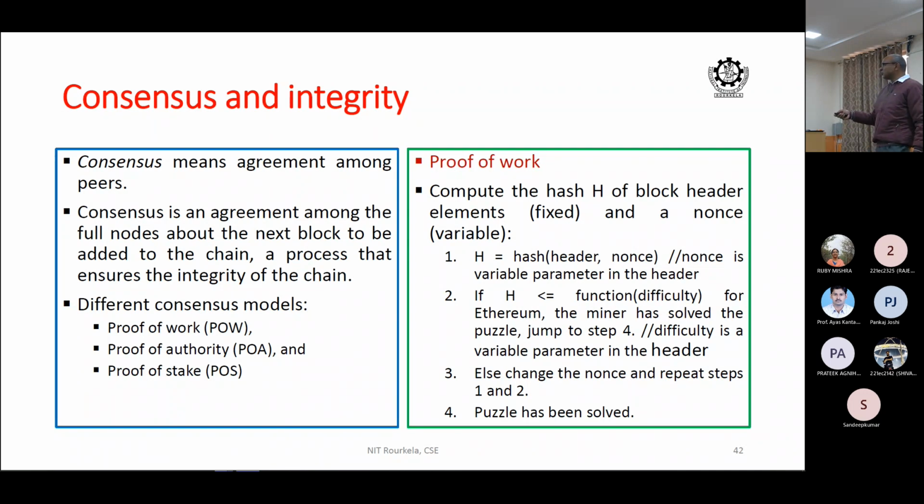And this process ensures the integrity of the chain, and there are different consensus models: proof of work, proof of authority, proof of stake. There is also the Byzantine fault tolerant consensus. Now I'm not going into detail, but let's see what proof of work is. Proof of work says that you compute something. Then if you are able to compute, then you win. If you are not able to compute, then you are not going to win.